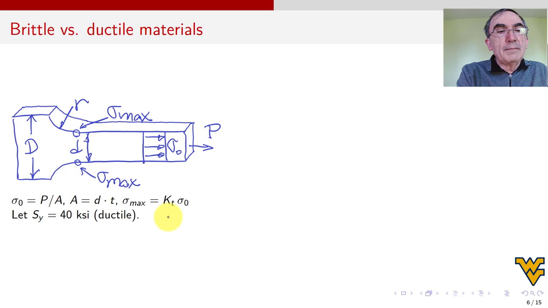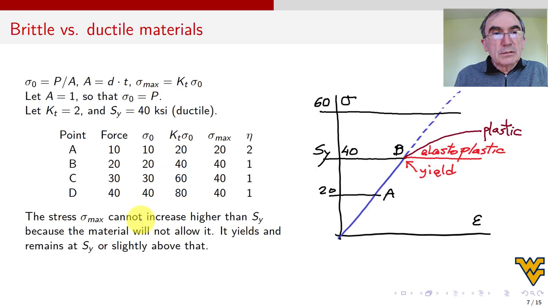Now for this discussion, we're going to assume a material with S of y equal to 40 KSI, and it's ductile. If it has S of y, that means it's ductile. All right. So, and this is like an experiment, but a made-up experiment.